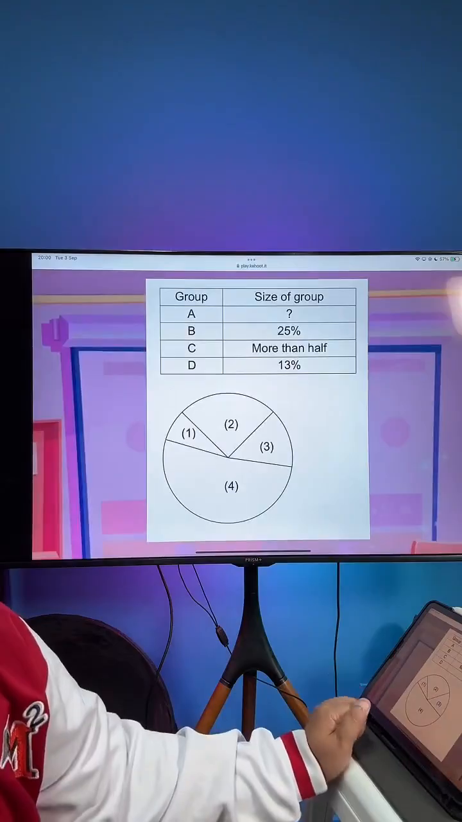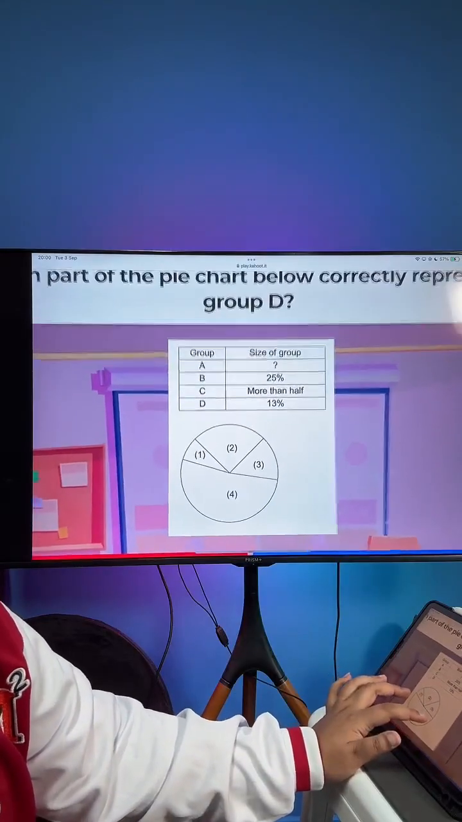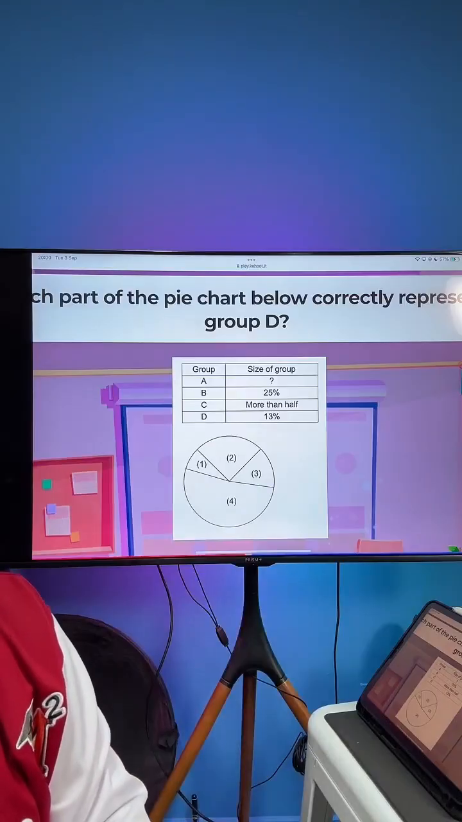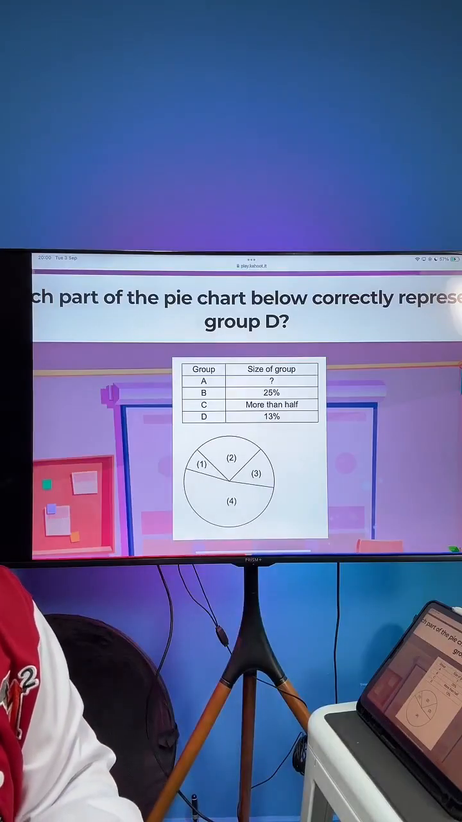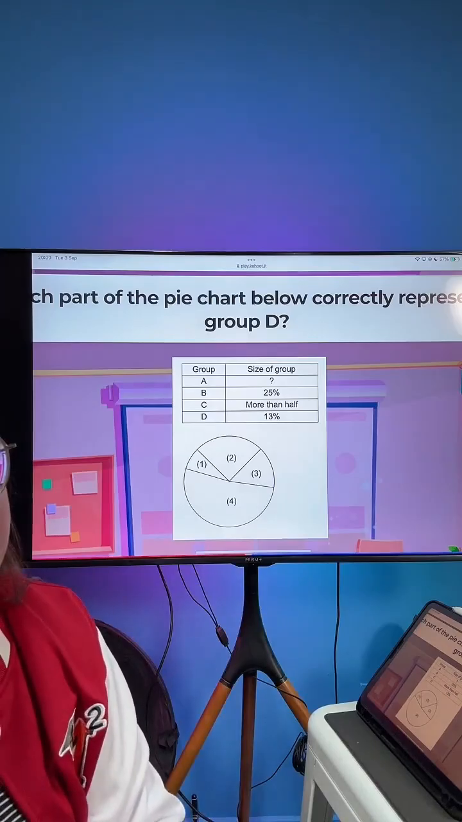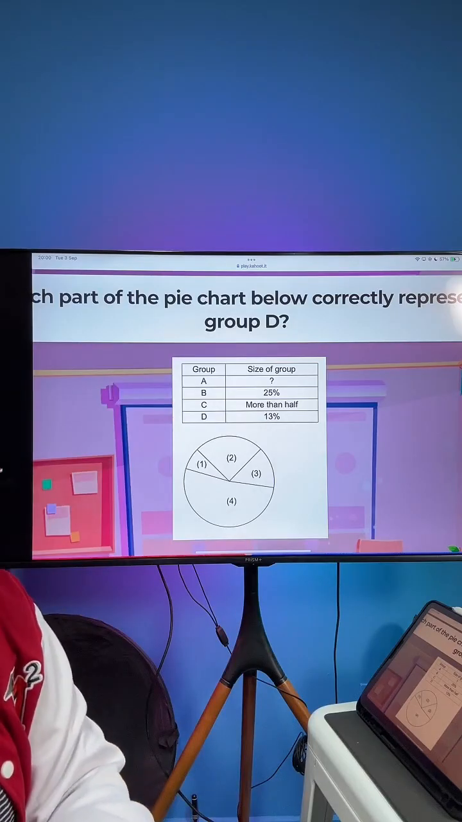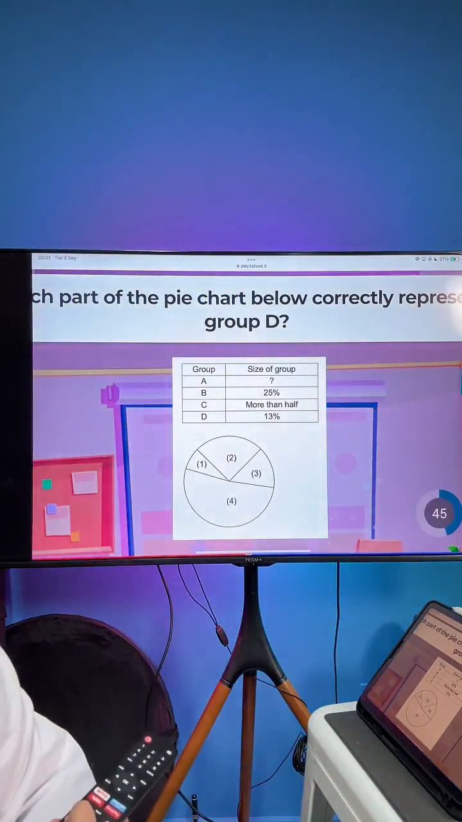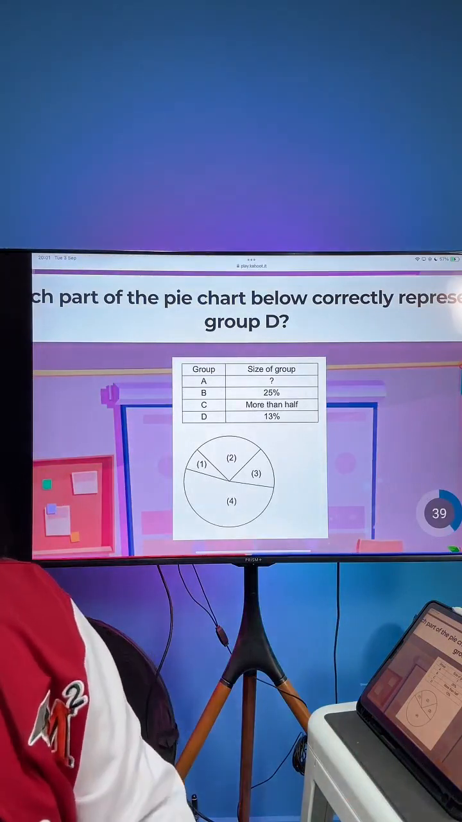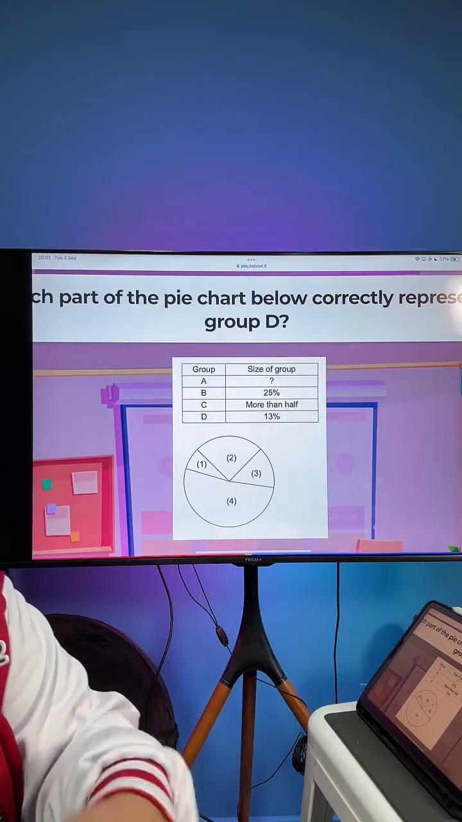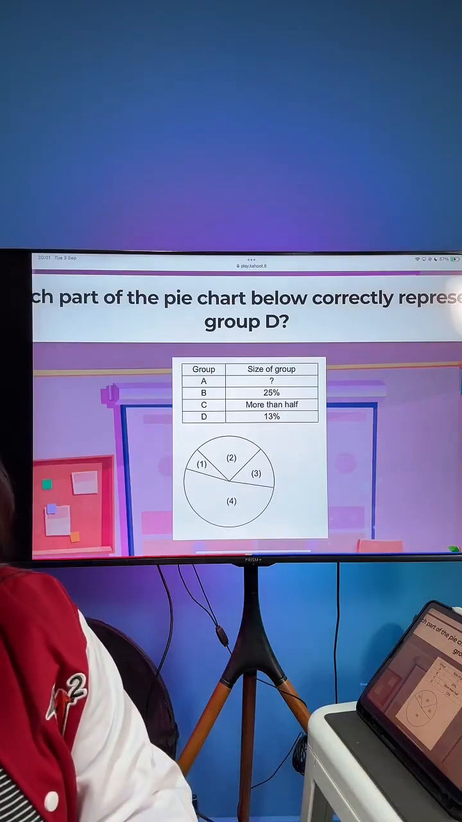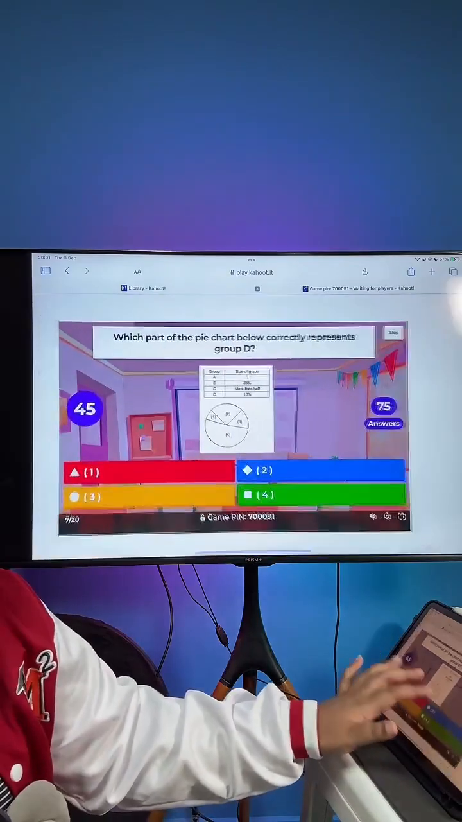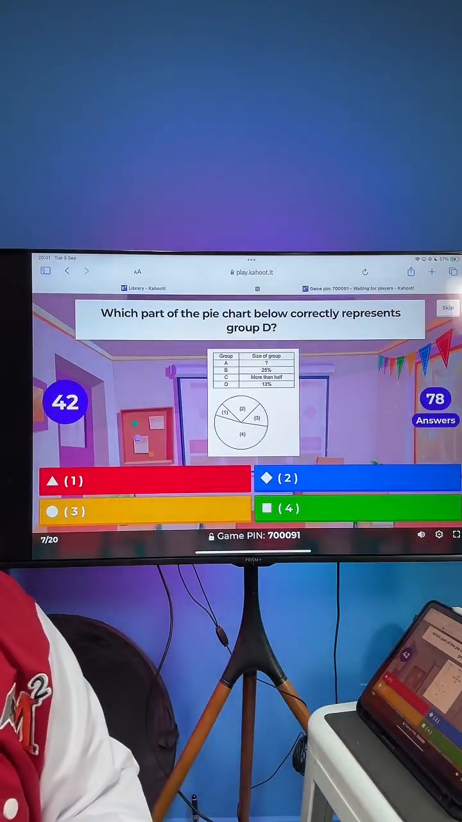I zoom in for you, okay? The question is, D makes up what part? Okay, I want to know D. D for donkey. D makes up what parts? Number 1, number 2, number 3, or number 4? Okay, D makes up 1, 2, 3, or 4. Let's see. 1, 2, 3, or 4.